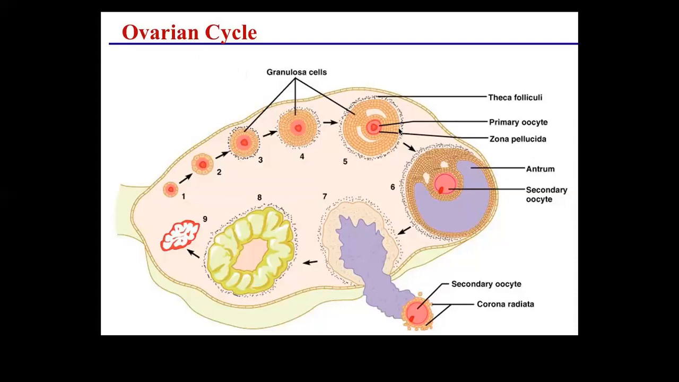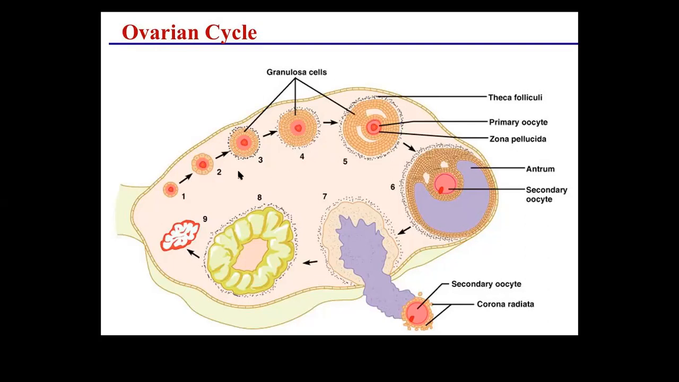So primordial follicle, primary follicle, secondary follicle, and we have the tertiary follicle. In the tertiary follicle, what happens? This is also called the Graafian follicle. What is it called? Graafian follicle. Now, what does the Graafian follicle contain?